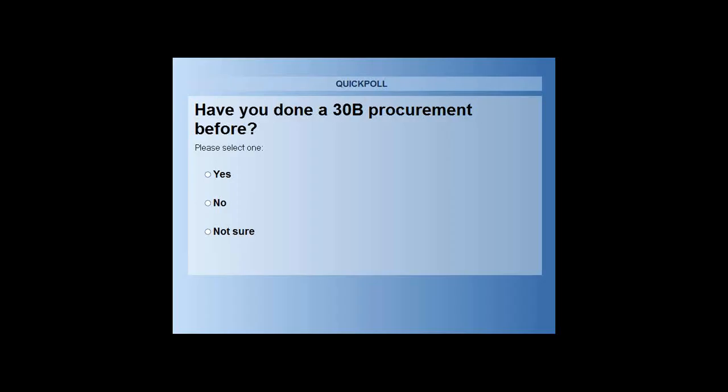Just before Natasha jumps in, we want to get a sense of if you are familiar with this kind of procurement. So one last poll question for you. Have you done a 30B procurement before? Please select one: yes, no, we're not sure. Okay, well, it's quick. With about 80%, 40% said yes, and 40% said no-ish. That number is modulating a little bit, but we're in the neighborhood. So about half and half. Okay, good.